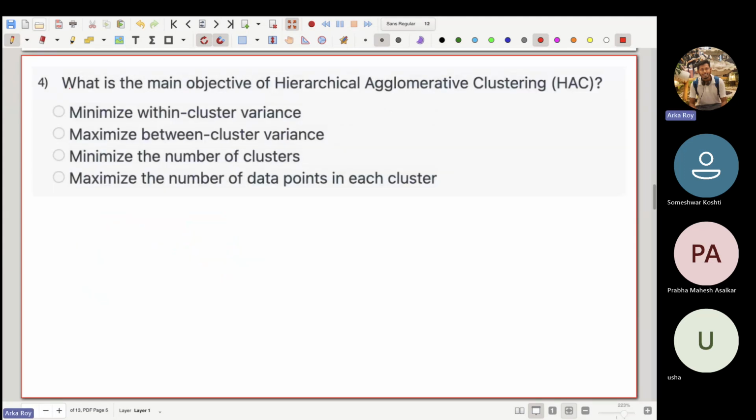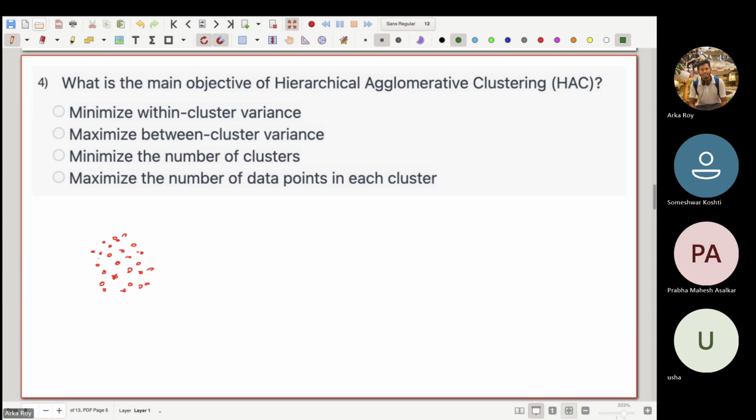Okay. So the next question states, what is the main objective of HSC? How does HSC work? Already we have told you that let's say you have a data distribution something like this. And again, as we have already discussed, these techniques are iterative. So let me just restrict myself from going too far. Yeah. So this particular cluster is okay.